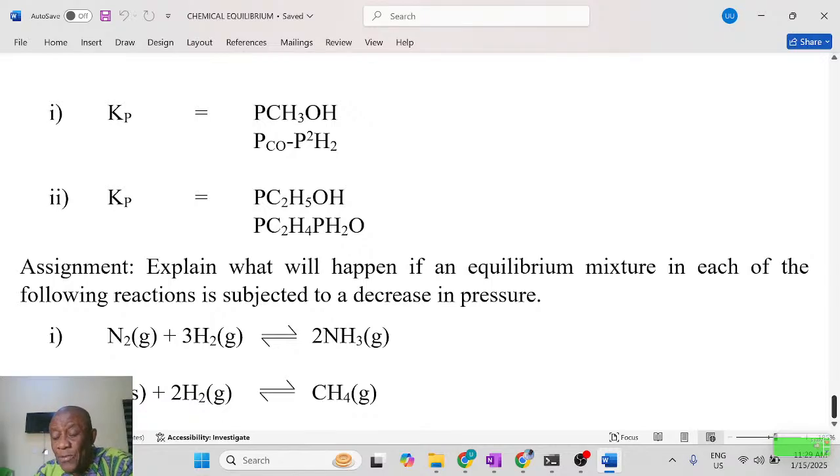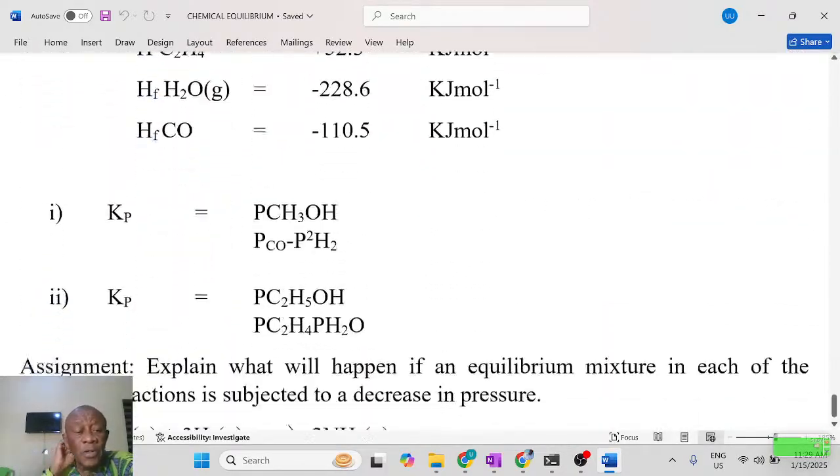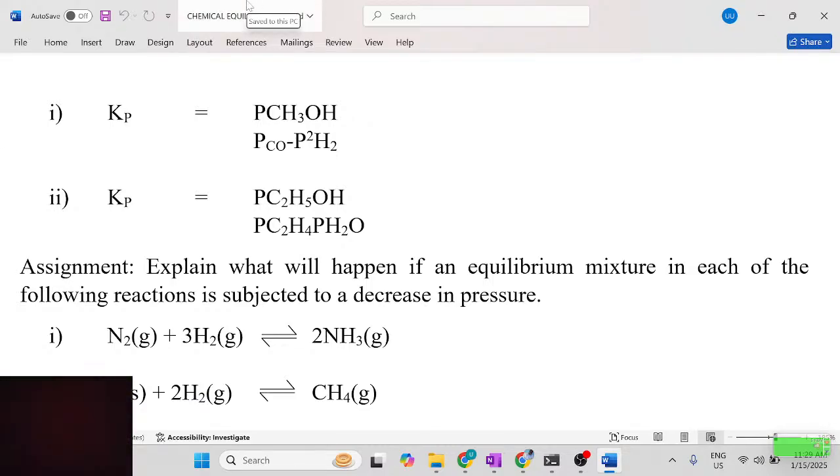How do I advance? Okay, next page now. Is that the end? Okay, I thought it was more than that.